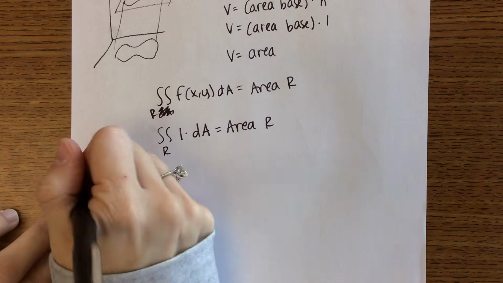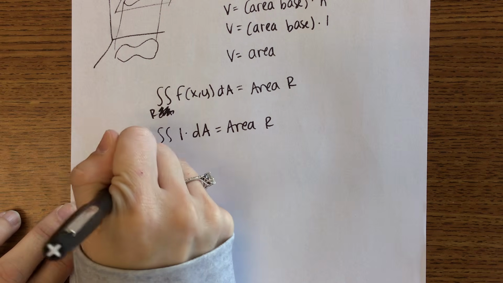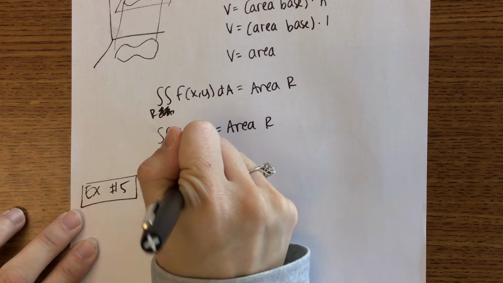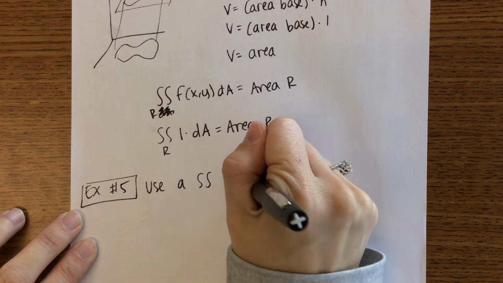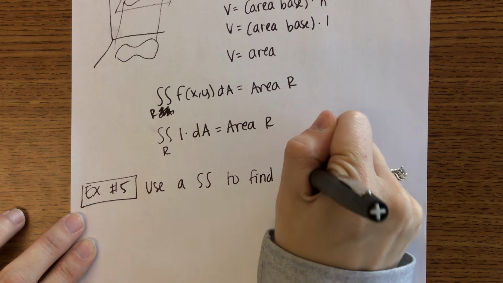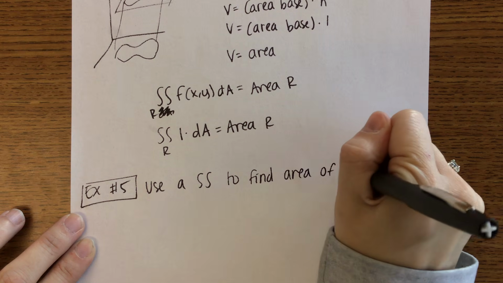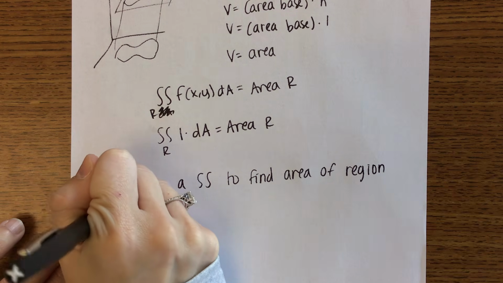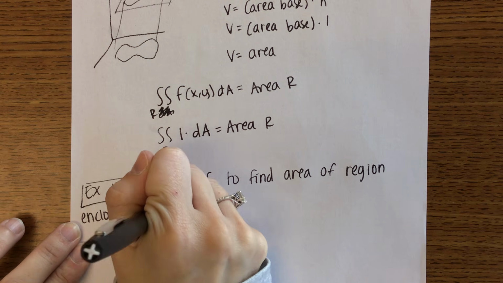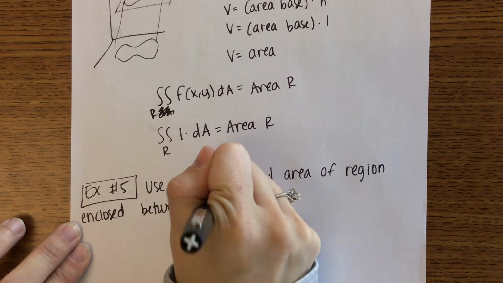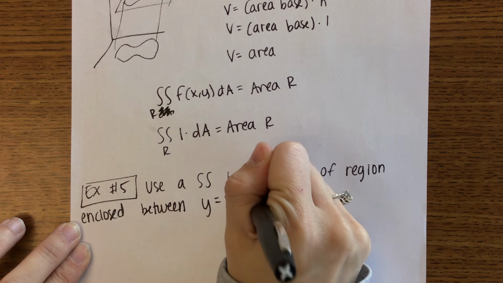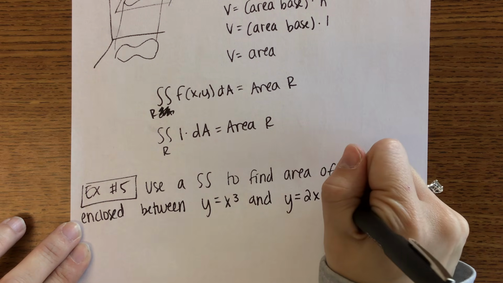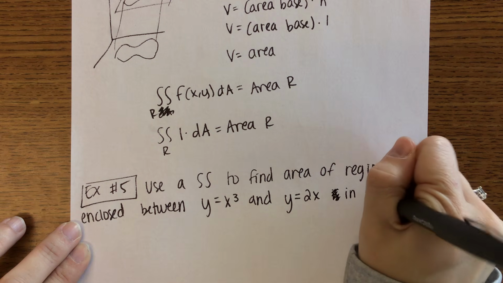Okay. So we're going to look at one last example. We are going to use a double integral to find the area of the region enclosed between y equals x cubed and y equals 2x, specifically in the first quadrant.